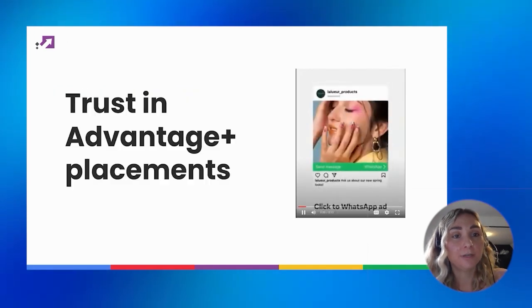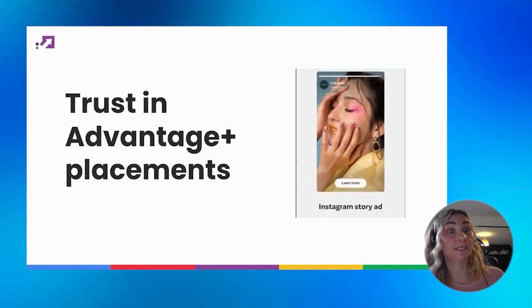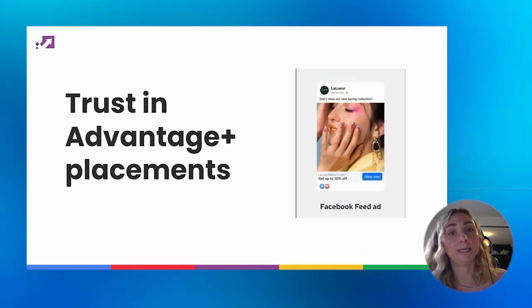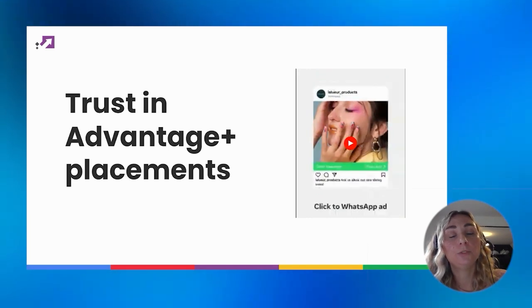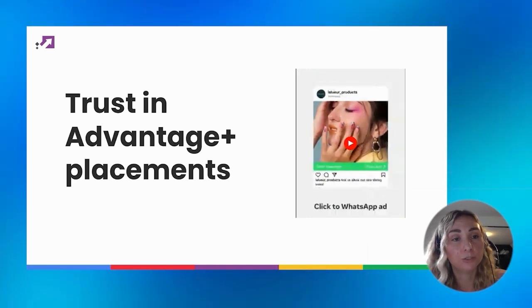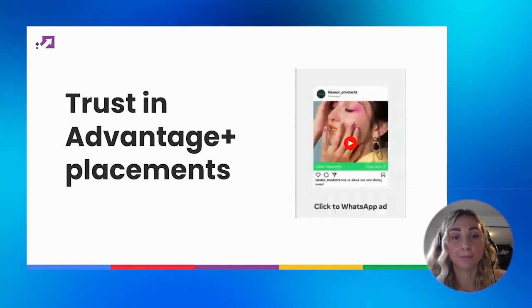And trust in Advantage Plus placements. As I've said before, Advantage Plus is Meta's automation. Advantage Plus placements will make your ads appear across the whole Meta suite in a variety of places. Meta will do all the hard work for you. If people aren't responding to any placements, they will stop showing it in that placement. So just trust in the automation and you will get better results.